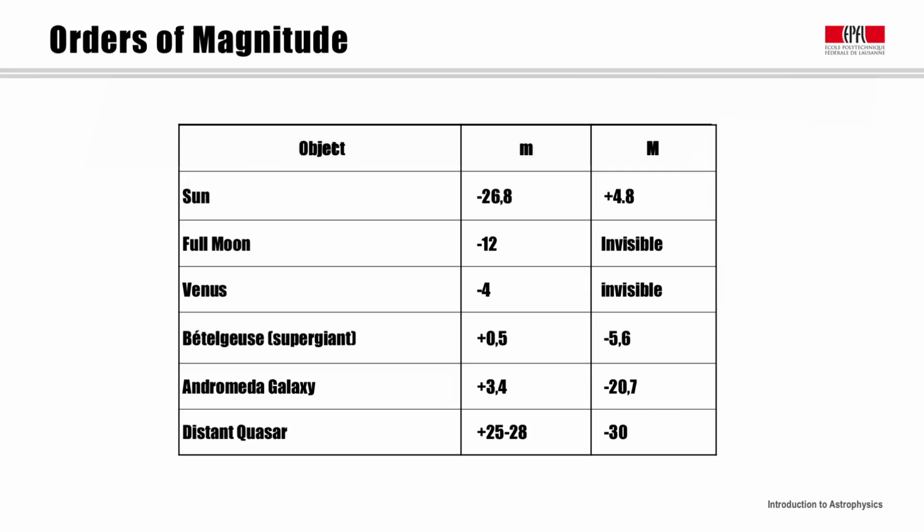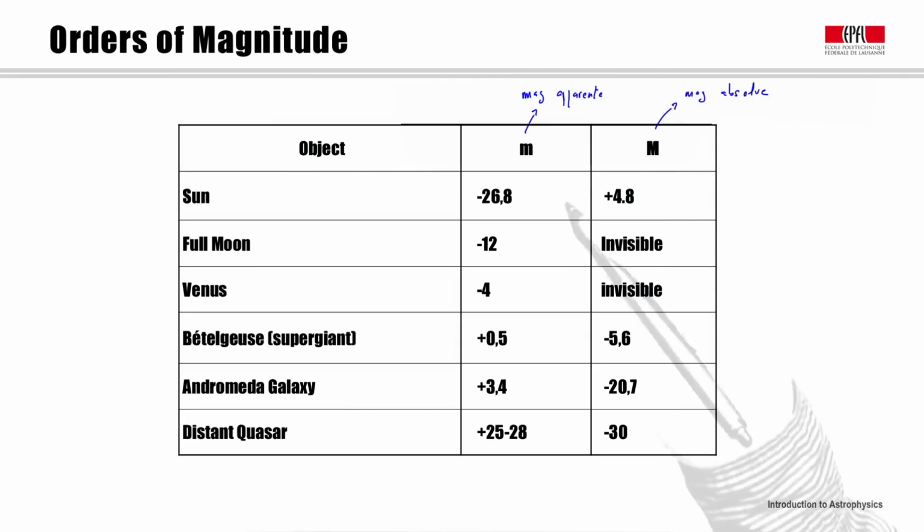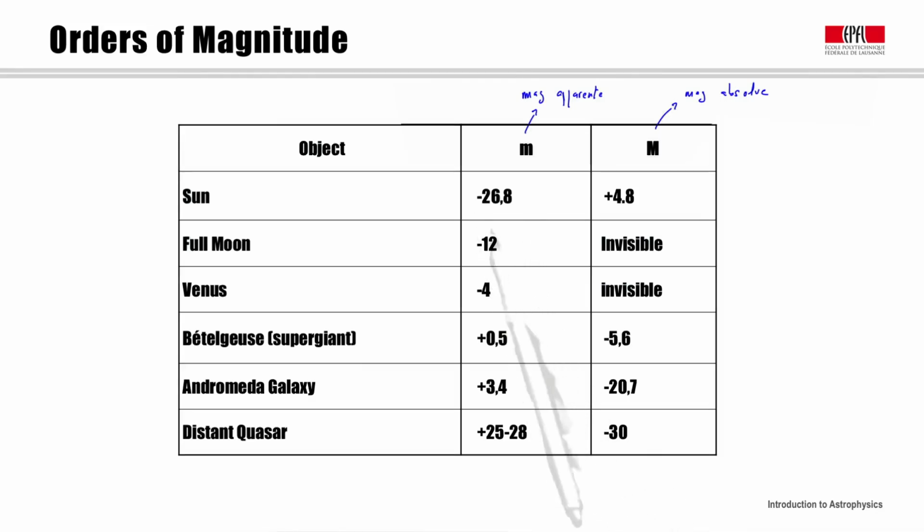So here we have the apparent magnitude for a series of objects. And here we have the absolute magnitude of different objects. So this is the absolute magnitude. This is, of course, the apparent magnitude that an object would have if it was placed at a distance of 10 parsecs. So the sun has the smallest magnitude of all objects in the sky. So it's the brightest object, in appearance at least. Because if we put it at 10 parsecs, its magnitude is plus 4.8.